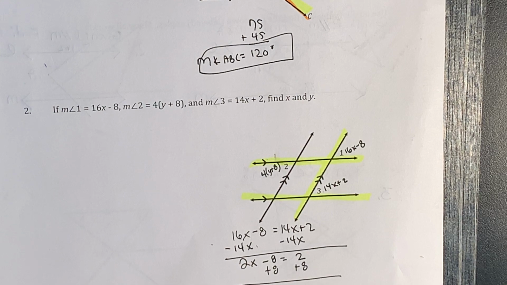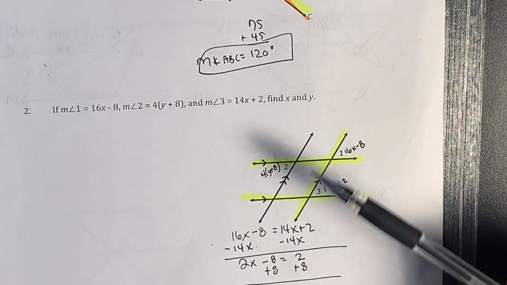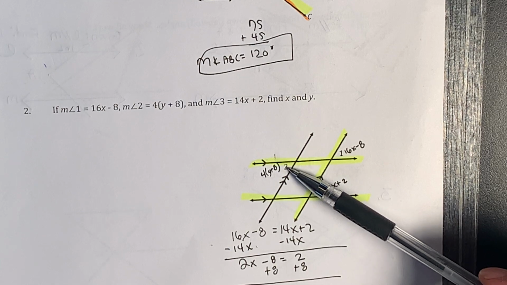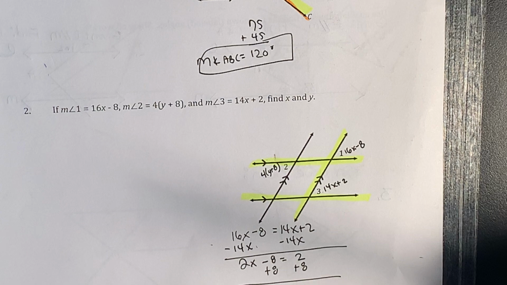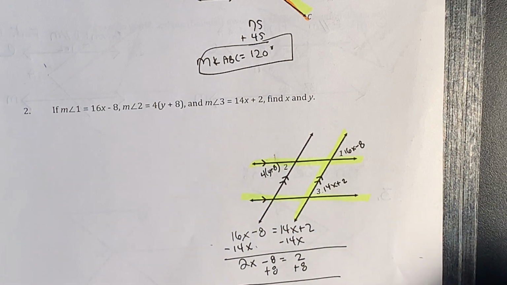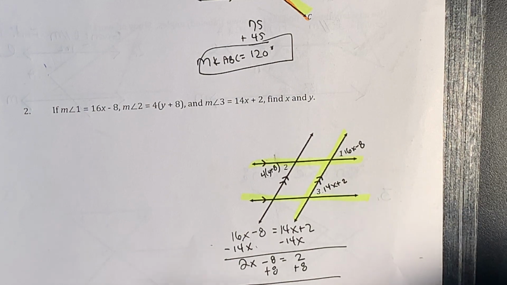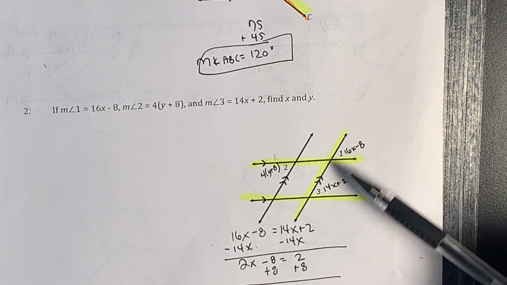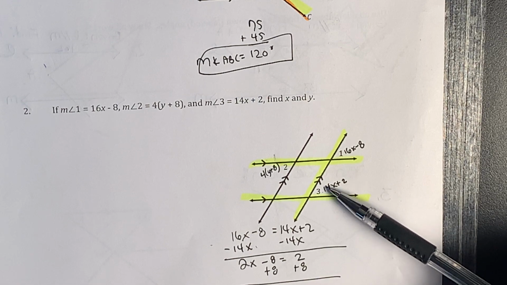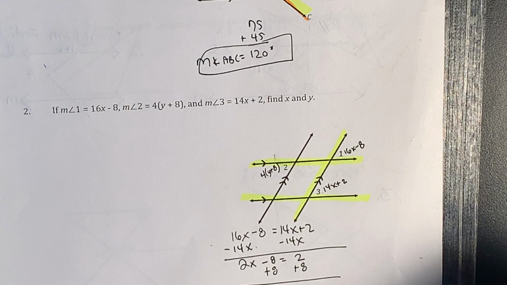Now, I still have to solve for my y value. So if you look up here, we have a y value as the measure of angle 2. Now, if we were to take this value and substitute it back in, it doesn't matter which one we substitute it back into, because remember, corresponding angles are equal. We can find the measure of one of these angles, which will hopefully eventually help us find the measure of this angle over here.